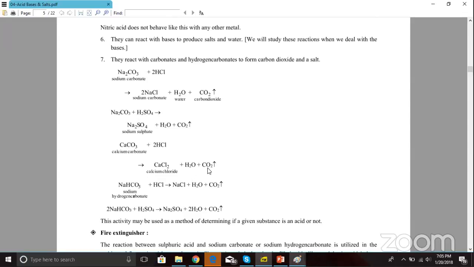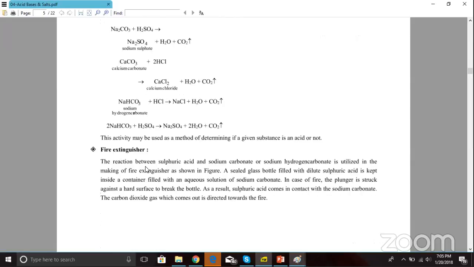How will you confirm that carbon dioxide is coming out? We have to use lime water, which is nothing but slaked lime, Ca(OH)2. When we pass carbon dioxide gas into the tube of slaked lime, we get a white precipitate. It turns milky, a white suspension in the liquid. This indicates the presence of carbon dioxide gas.